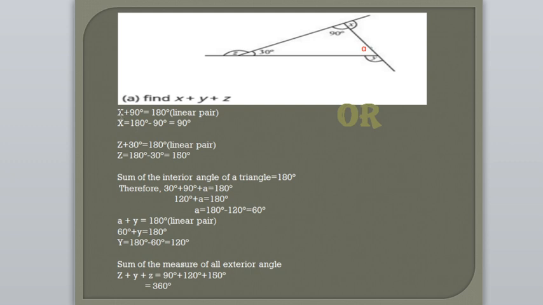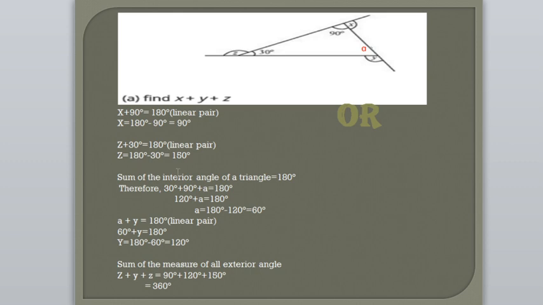So here x plus 90 degree equals 180 degree, as they are in linear pair. So x equals 180 degree minus 90 degree, which is equal to 90 degree. So here we got x as 90 degree. Then z plus 30 equals 180 degree, because angle z and the given angle 30 degree are in linear pair, as I explained earlier. Then z equals 180 degree minus 30 degree equals 150 degree. So here we got angle z as 150 degree.